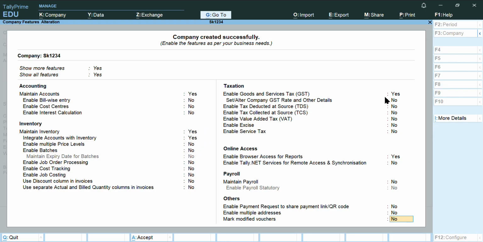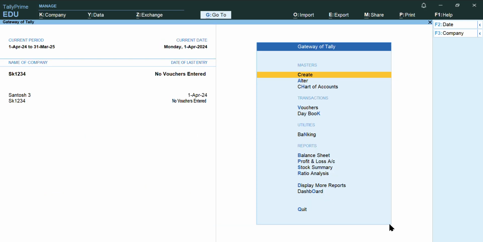Enable GST, yes, rest is no. Enable browser access for reports, yes, rest is all no. So press enter and accept. So your company has been created, and the present company is appearing here in bold. That means this company is the one wherein we will be working.